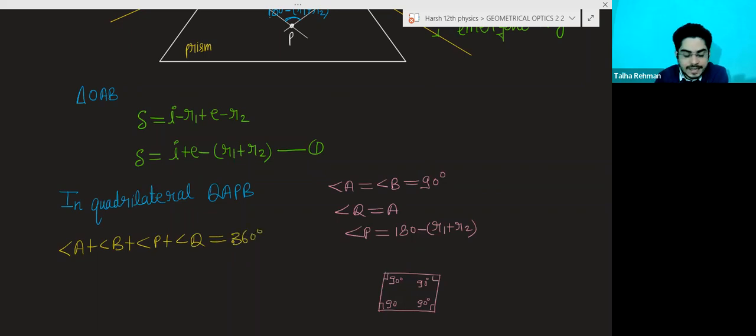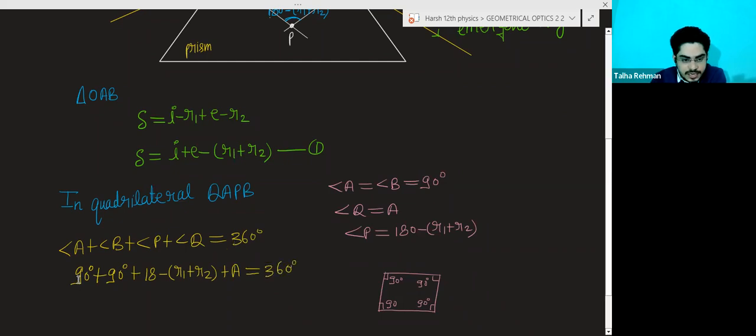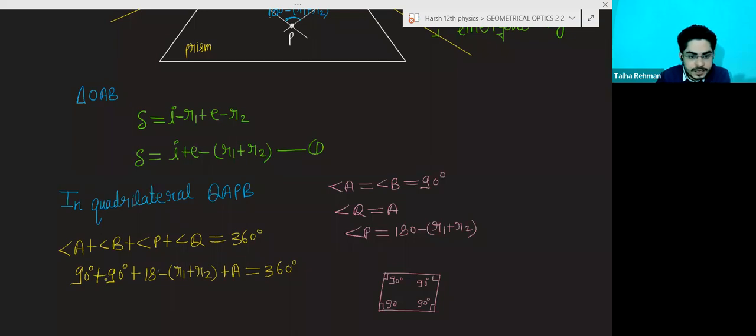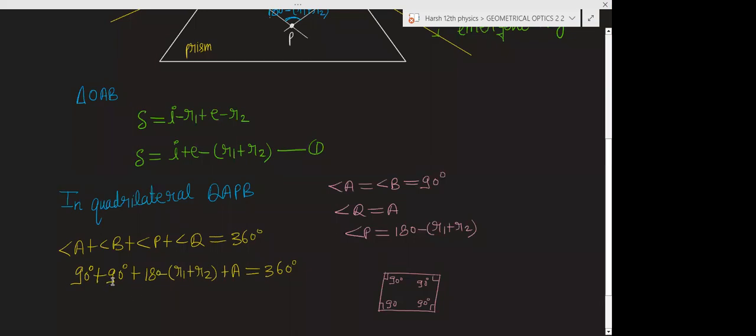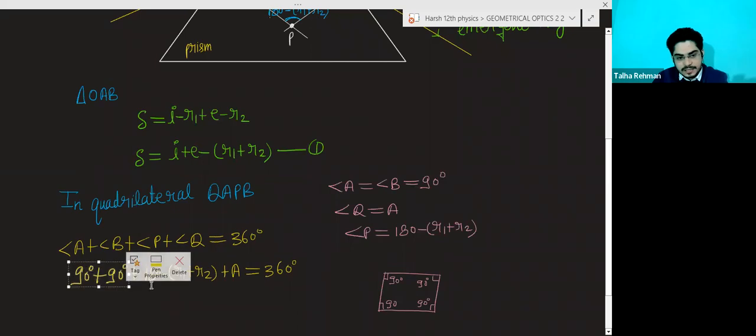Now what is angle A and angle B? Both are 90 degrees. This is also 90 degrees, this is also 90 degrees, plus angle P is 180 minus R1 plus R2, plus angle Q is angle A. This is equal to 360 degrees. Now this 90 and 90 will become 180 degrees, and this is 180, and 180 and 180 is 360.